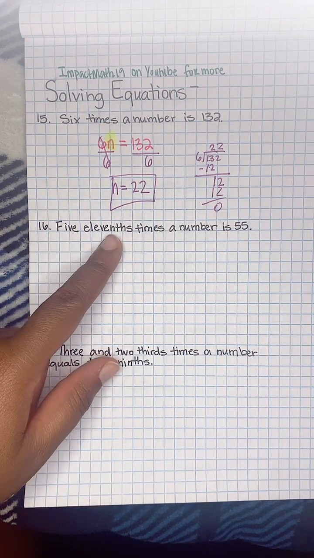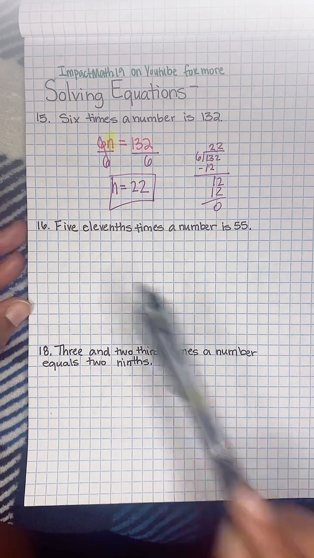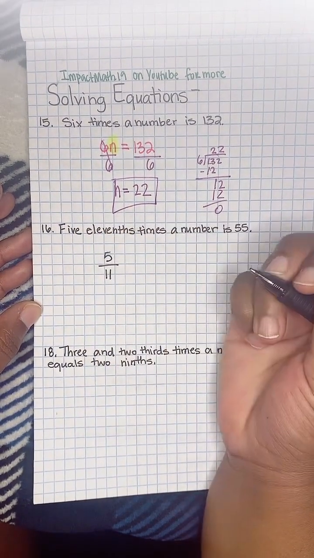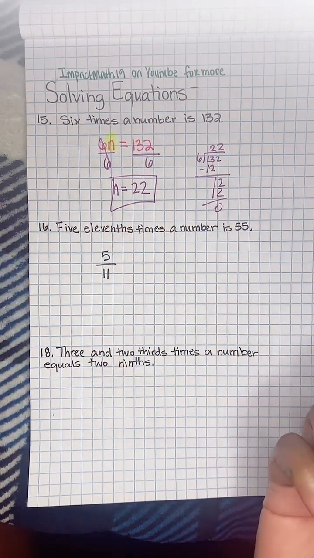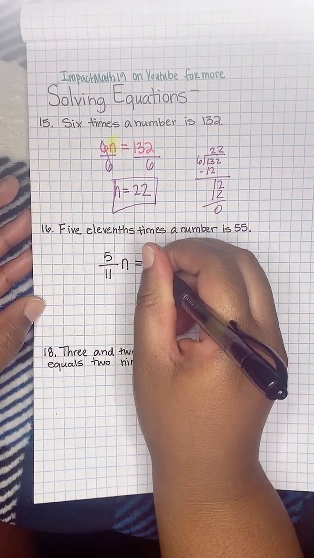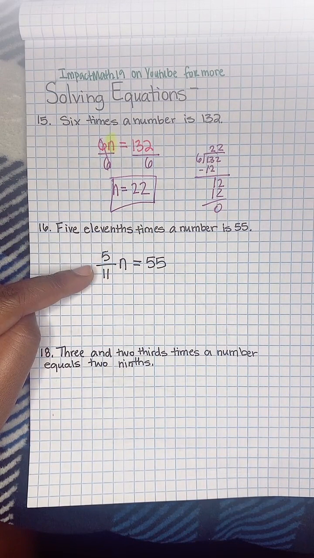So 5/11 times a number is 55. How would you guys write that out? 5/11 times a number is 55. So 5/11 we can write as 5/11, okay? Times a number. I don't know what the number is, so I'm just going to put a letter in. Is means equal, 55. All right, this is like that last problem on the last page that we just did.